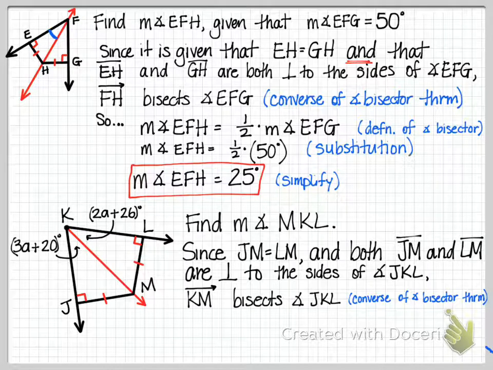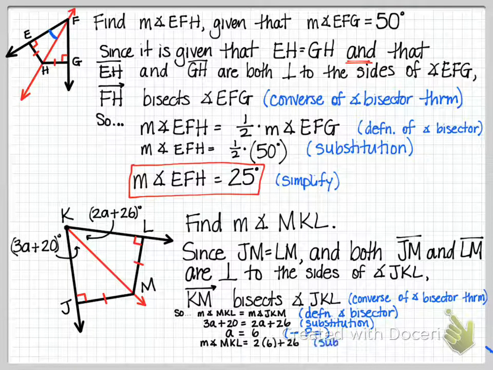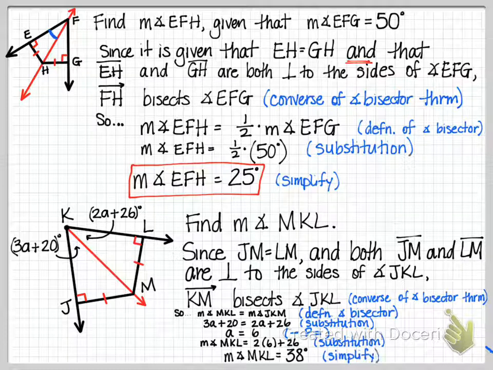And if it's an angle bisector, then those two angles are the same in measure. And so we can set them up as equal to each other and subtract to solve and get that the value of A is 6. We still have to substitute that back in so that we can find the measure of angle MKL, so we substitute it in, and then we simplify, and we get that the measure of angle MKL is 38 degrees.